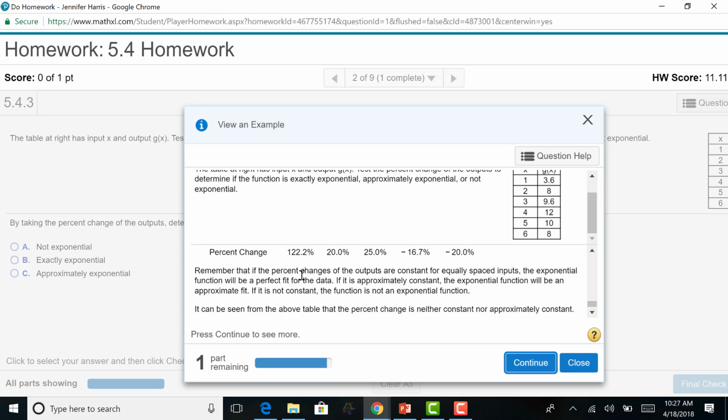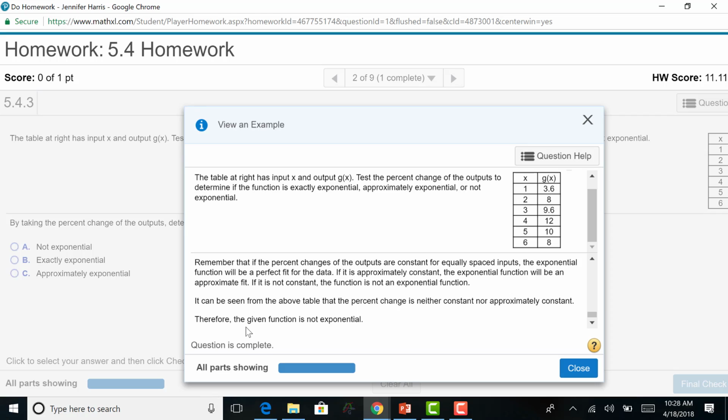it says, remember that if the percent changes of the outputs are constant for equally spaced inputs, then the function is a perfect fit. Were they the same, meaning that these came out to be the same? Were they equally spaced? No. So it can be seen from the above table that the percent of change is neither constant nor approximate. So you see what it's saying? It wasn't an exact match, nor was it an approximate match. So they're going to say that this one is what? So therefore, the given function is not exponential. That's what they're asking you. Is there data that'll match this to turn it into an exponential function? Not at all.